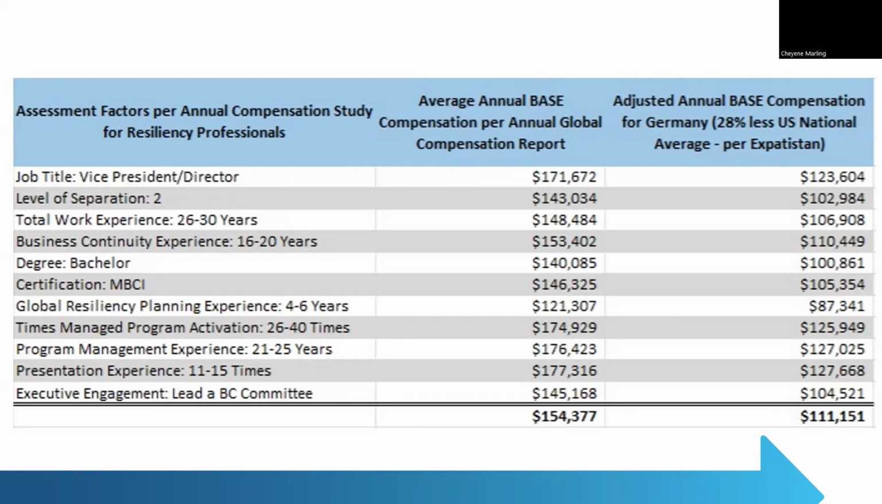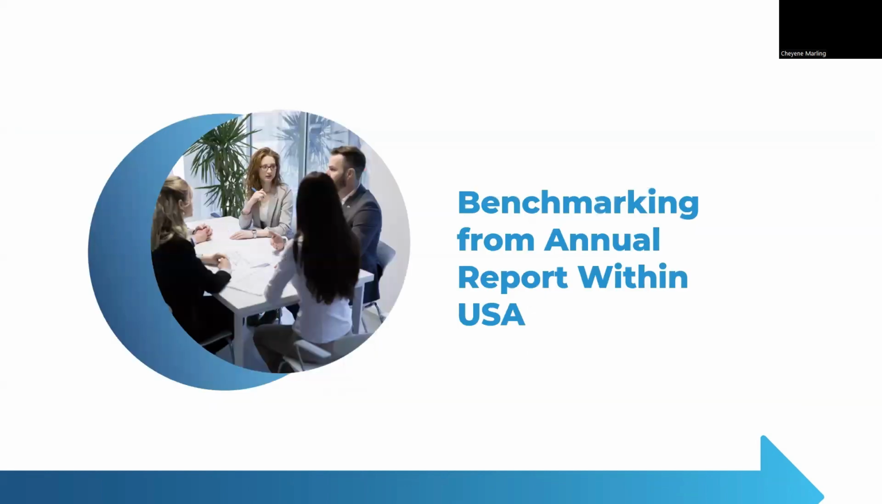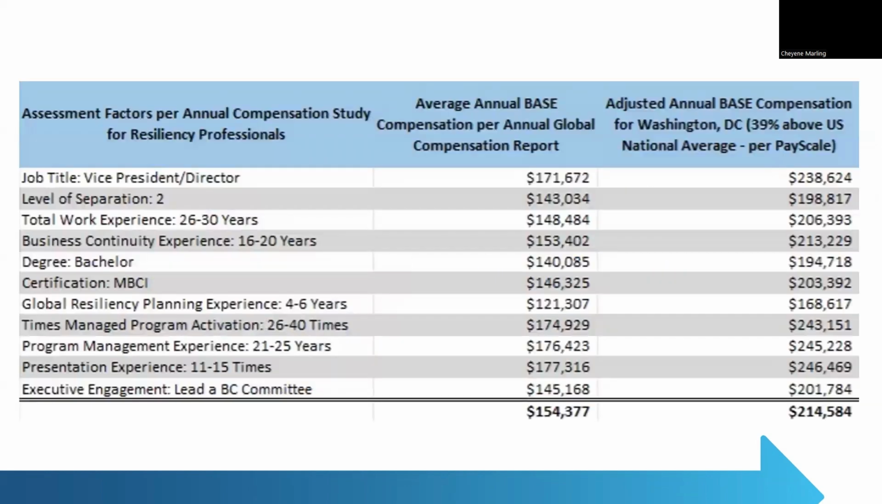Again, this is a sample of how you can benchmark your compensation range by taking data points from various data charts from the PDF report. We can also adjust US data by location. For instance, Washington, D.C. salaries are 39% above the national average according to PayScale. So if the base average is $154,377 nationally, the adjusted DC figure exceeds $200,000.